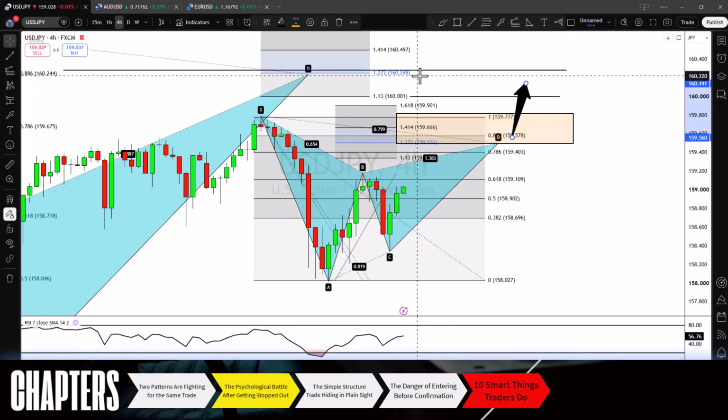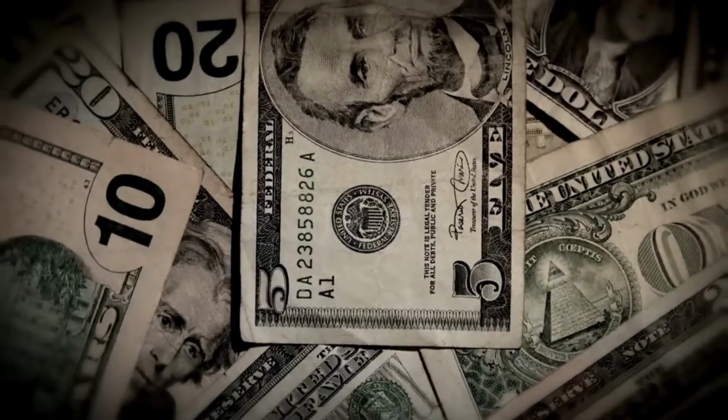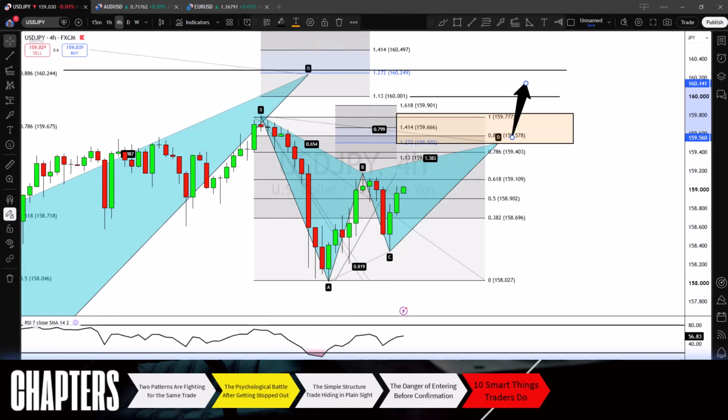So at the end of the day, you can feel any way you want, but you've got to follow your rules, because that's what's going to directly affect your money, not your feelings about what might happen or how angry you are from the previous loss.